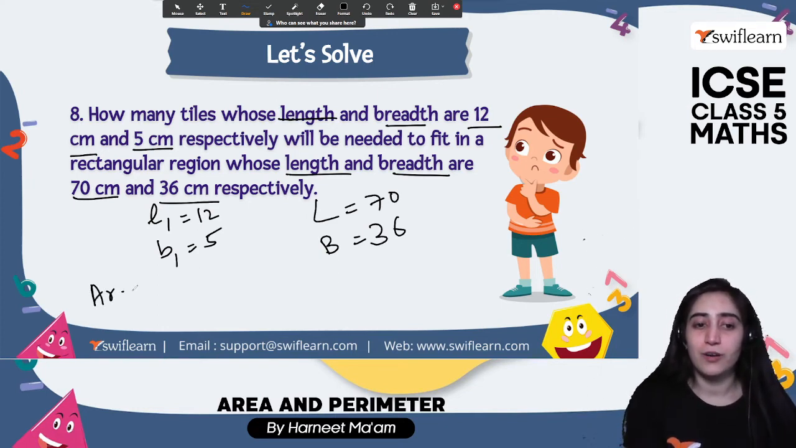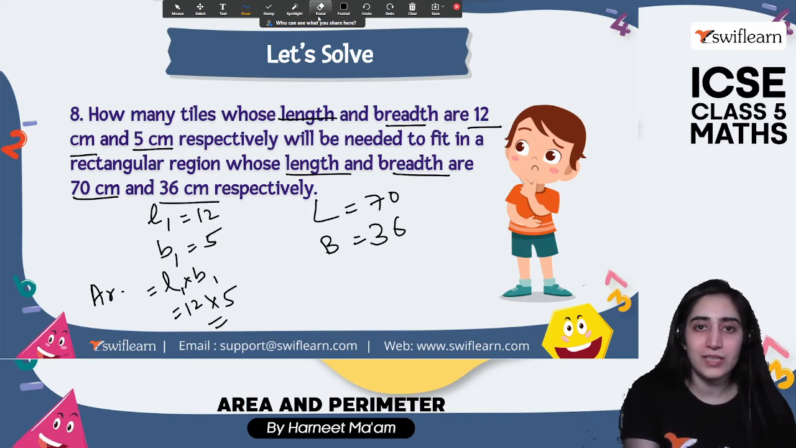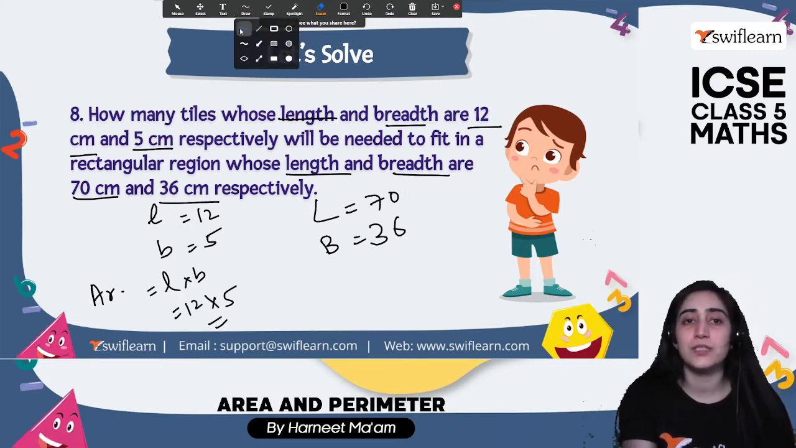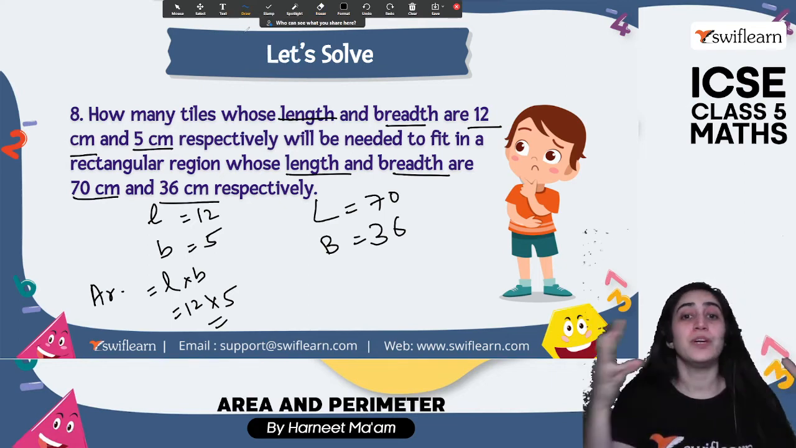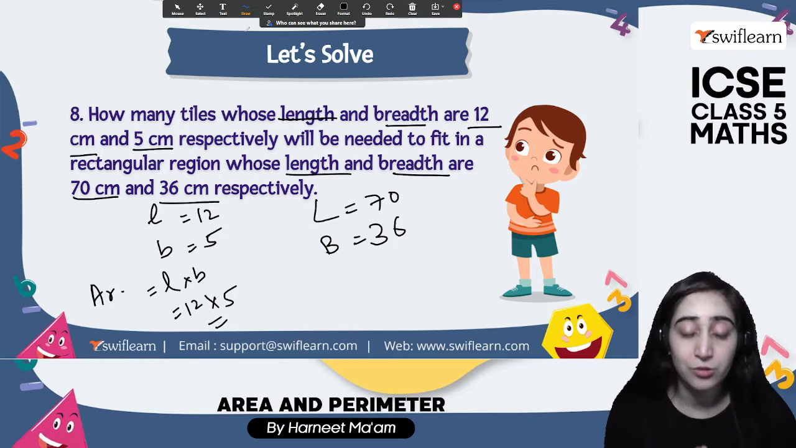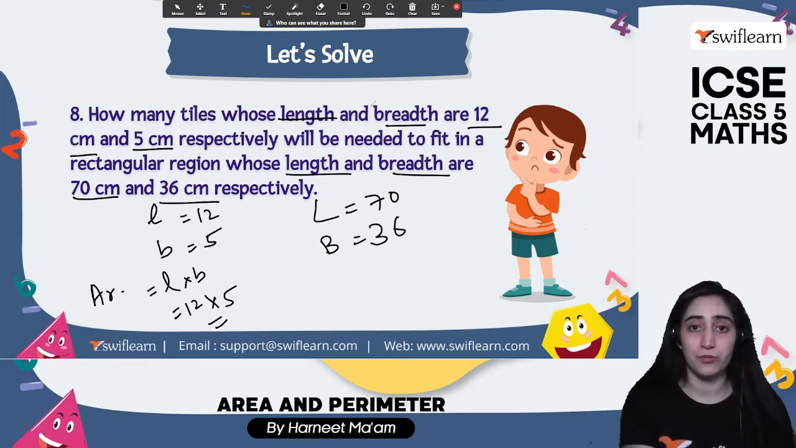So the area of the tile would be length into breadth, that is 12, L1 into B1. You can say it like that, or you can say small l. Don't say L1 if you're getting confused. The small letters stand for the tiles and the bigger ones stand for the region. That's why I'm writing small l and capital L as the denoting values, so that it becomes easy to differentiate. All right, so the answer is 60, and here it's centimeters square.